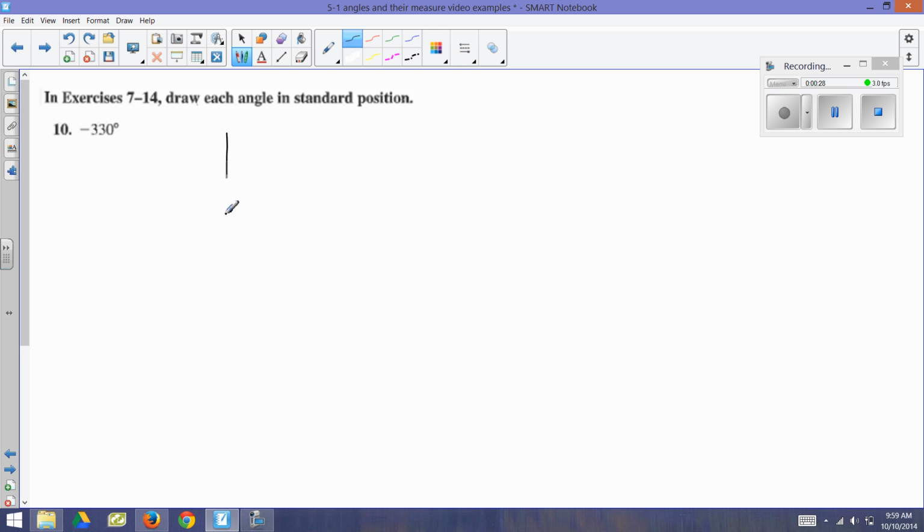Negative 330 degrees. Always start at the positive x-axis, and now I'm going negative 330 degrees. There's negative 90, negative 180, negative 270, negative 330.